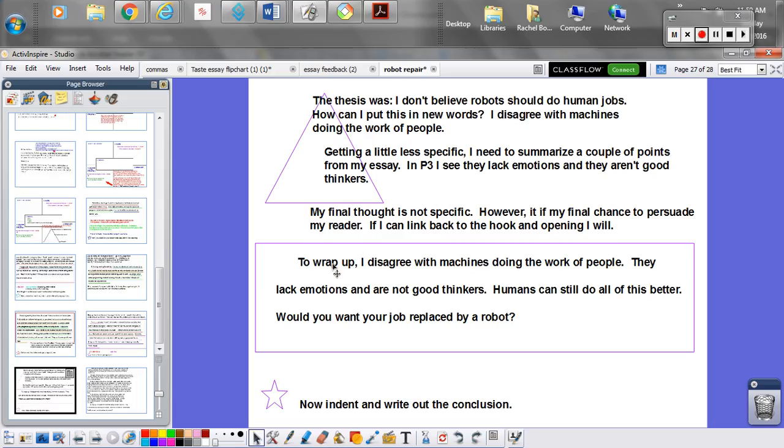So it might sound like, "To wrap up," again, I have to have a transition. I disagree with machines doing the work of people. That restates the thesis. They lack emotions and are not good thinkers. Again, that's just summarizing some things from paragraph 3. Humans can still do all of this better. Would you want your job replaced by a robot? And that's my final thought, to really try to persuade my reader.